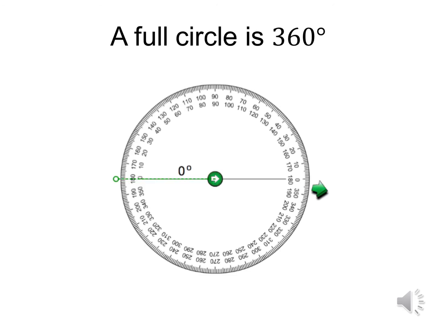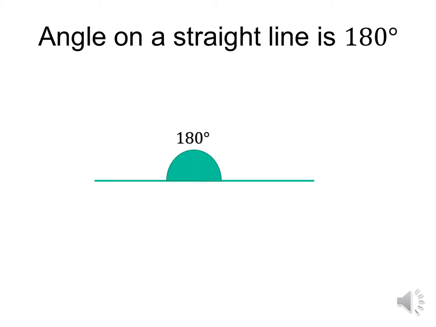So a few key facts to go over before we start. A full circle is 360 degrees. So if you had an angle, let's say we've got a line like this and you've got an angle that starts here, goes all the way around, that would be 360 degrees because it's the full way round, a full circle. Next one to know is angles on a straight line are 180 degrees. So if you've got a line like this, that would be 180. So it goes from here round to here.